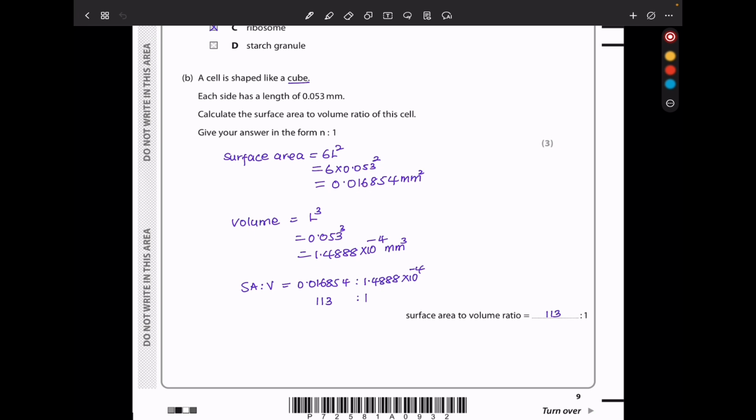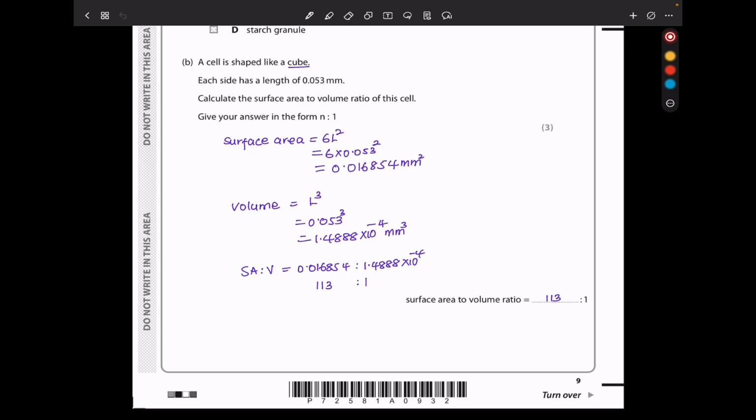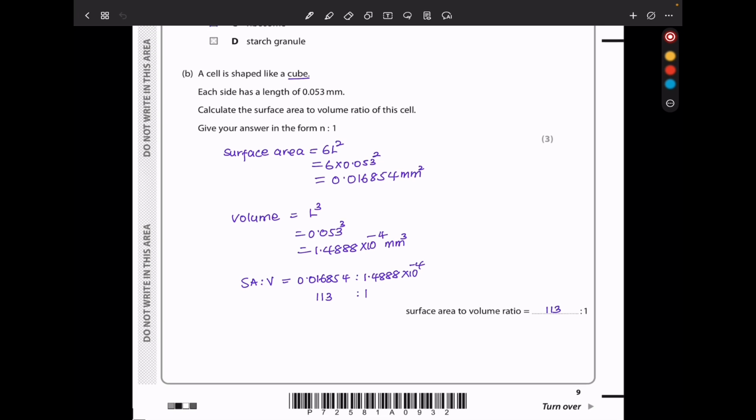And again, because it's a cube, the volume is equal to length cubed, which is 0.05 to the power 3, giving me 1.4888 times 10 to the power negative 4 millimeters cubed. So the surface area to volume ratio is going to be that to that here, and I got 113 to 1. So that was my answer here.